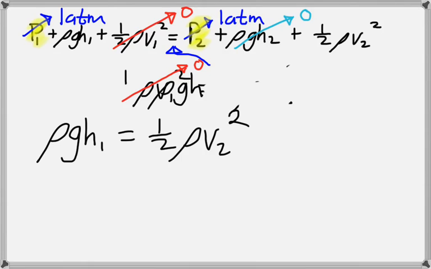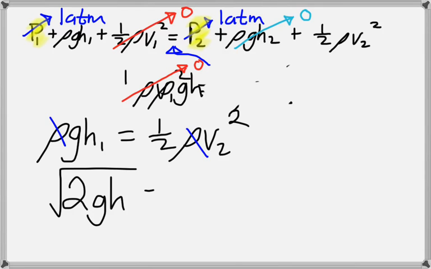Cancel out the densities now. I don't want you to cancel out the densities when you're still up here, because I want you to make sure you get rid of the p's first. If the p's aren't the same, you can't cancel out the density. It's not going to affect the velocity at a given point, but it will affect the pressure at a given point. Okay, so doing some quick arithmetic and algebra here, you would get something like the square root of 2gh1 equals v2.